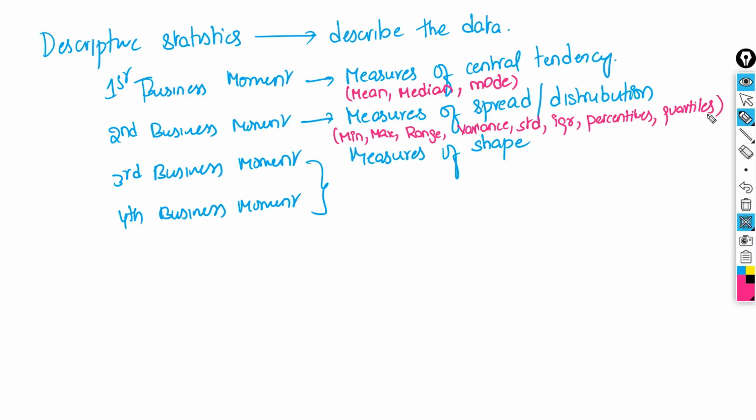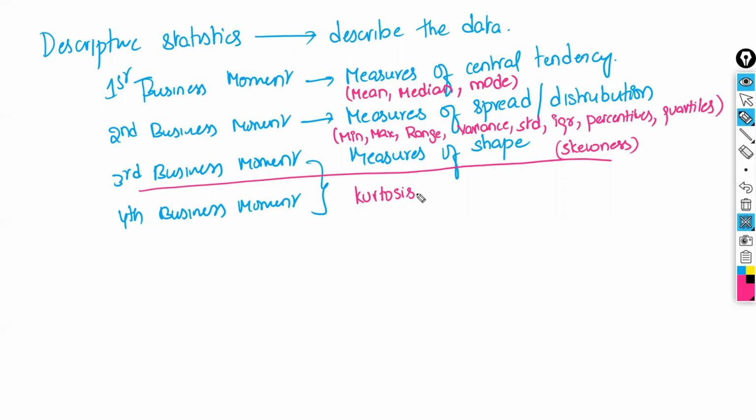Then the third one, measures of shape, out of which the third business moment is skewness. Within the fourth business moment, it is called kurtosis. If you understand all these 4, the descriptive statistics is completed. Right? Then we'll move on to inferential statistics.